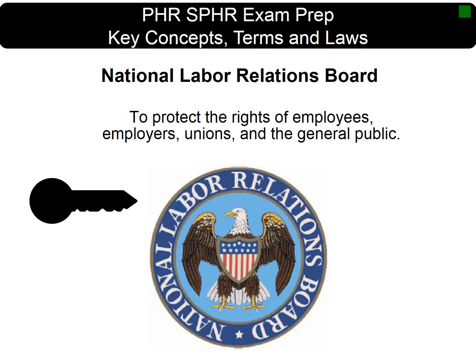The National Labor Relations Board was established by Congress through the Wagner Act. The purpose of the NLRB is to protect the rights of employees, employers, unions, and the general public. To protect these rights, the NLRB performs 2 major functions: conducting representation elections and resolving unfair labor practices.